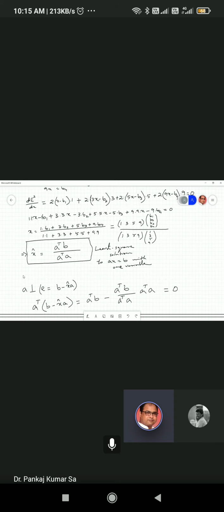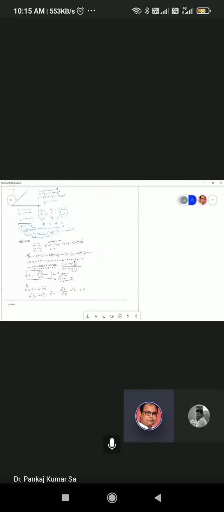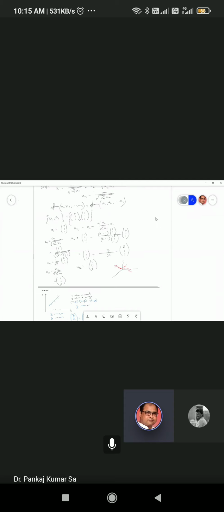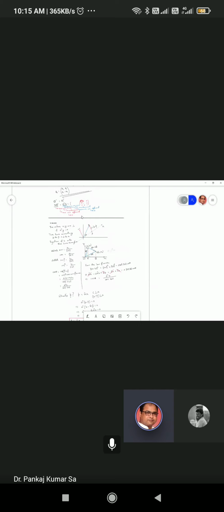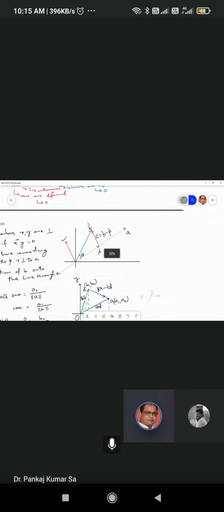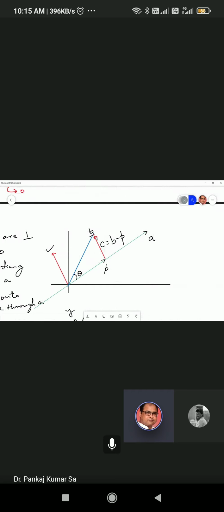Now this has a resemblance to what we saw in our previous class, that is the projection of b onto a. That is what we found out here. And in this regard, if I go back to the projection of b onto a, this is the error term, here I have written c is equal to b minus p, and this is exactly what we have done there.